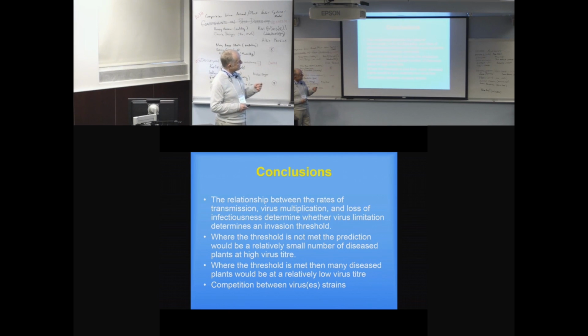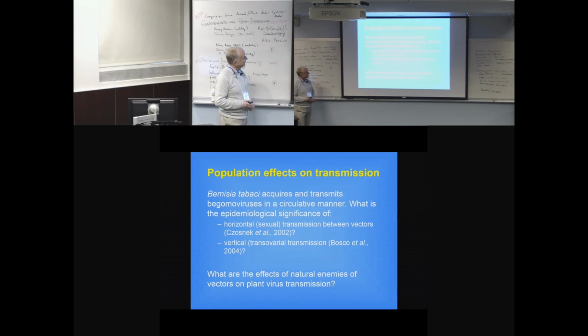Because there are two predictions from this. If you don't meet the threshold, then what you would end up with would be a relatively small number of diseased plants at a high virus titer. On the other hand, if you do meet the threshold, then you would have many diseased plants, but the average virus titer in this large number of diseased plants would be relatively low. So it's a contrast which may be able to explain this phenomenon of having a small number of individual plants at high virus titer, vectors are active, but you don't get any spread. And I won't say anything about the last point.